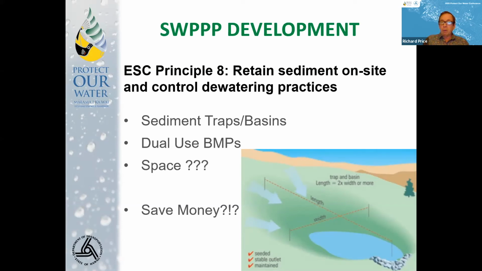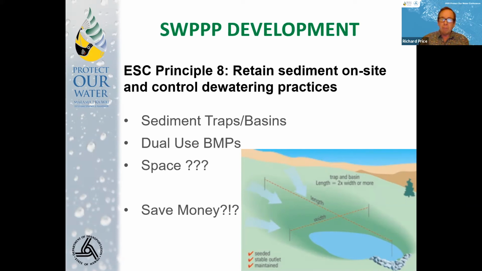But these are good opportunities for what I was calling the dual use BMPs. If you're going to put in a permanent BMP, you may be able to utilize that space for a sediment trap during construction, and then save the construction of your permanent BMP for the end of the project.